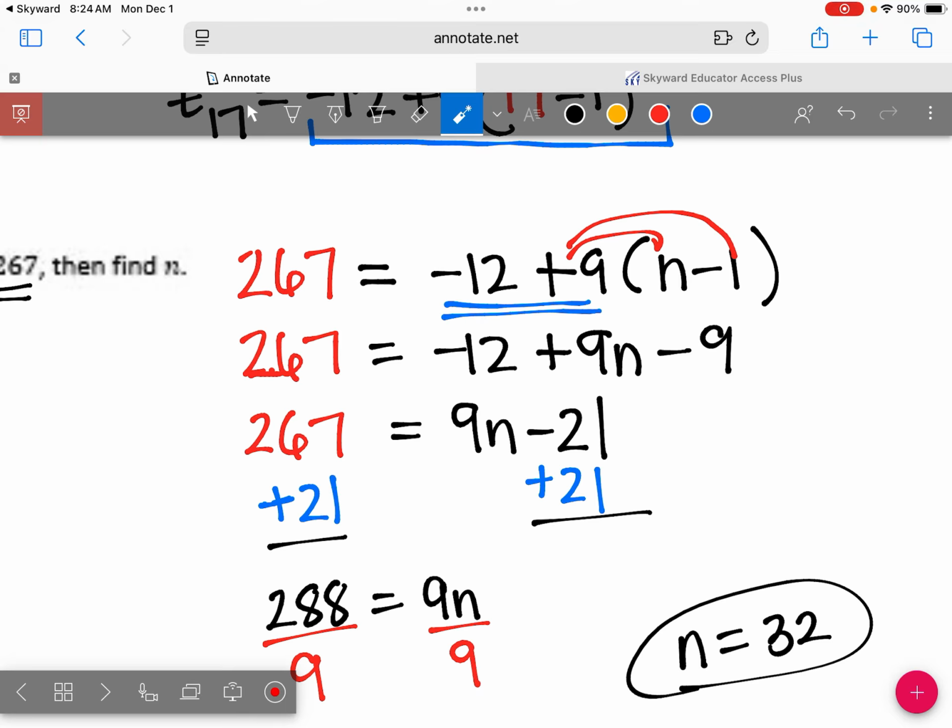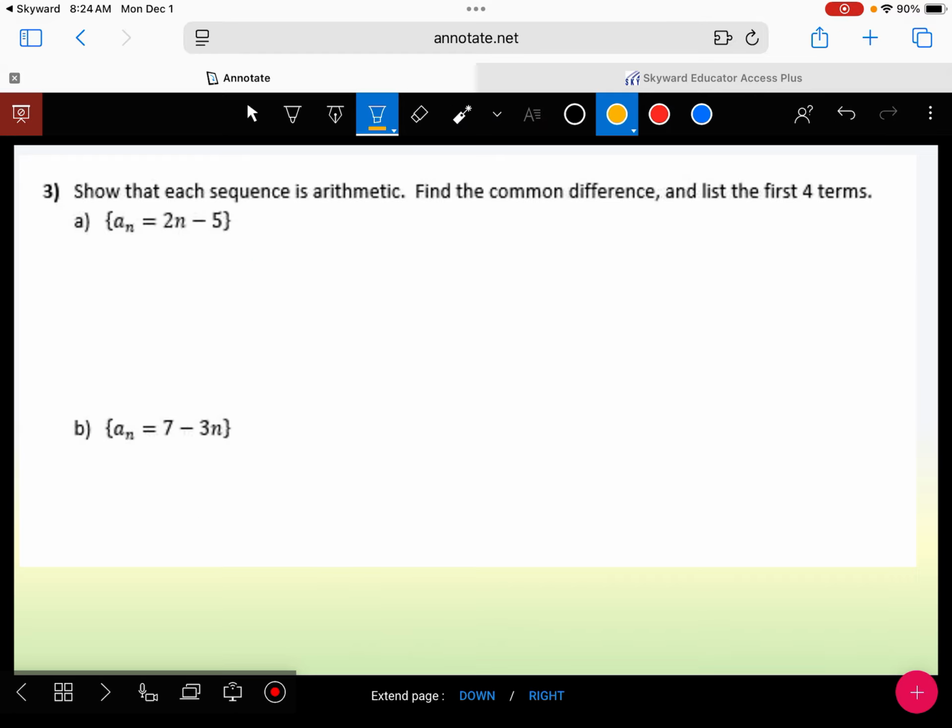So I distribute it, and then I combine my like terms, which would be the negative 12 and the negative 9. That's how I got negative 21. Then I added the 21, got 288, divided by 9, got 32. All right, let's look at the next page. Let's look at question number 3.